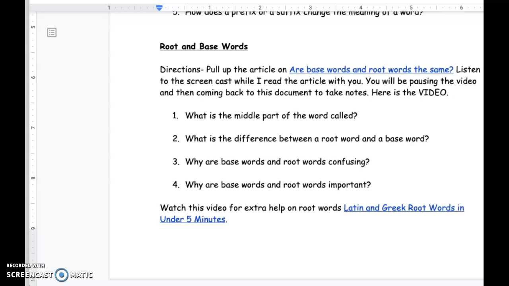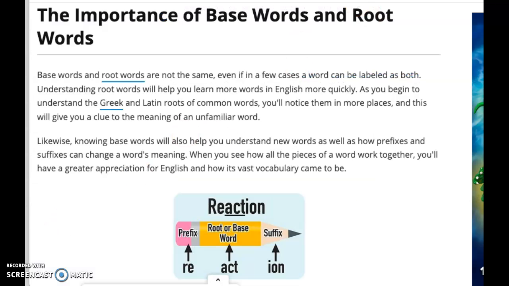And for our last question, number 4, why are base words and root words important? Click on your article and let's read the last portion. The importance of base words and root words. Base words and root words are not the same, even if in a few cases a word can be labeled as both. Understanding root words will help you learn more words in English more quickly.